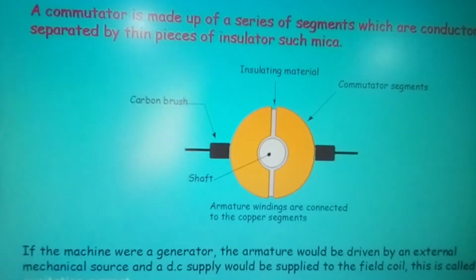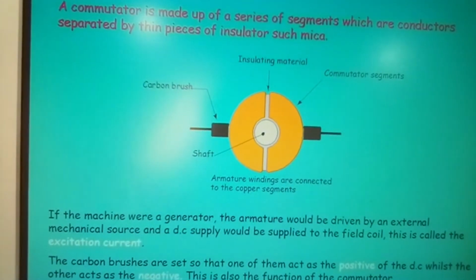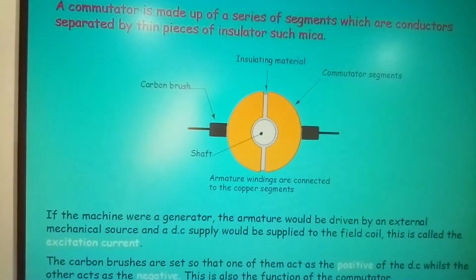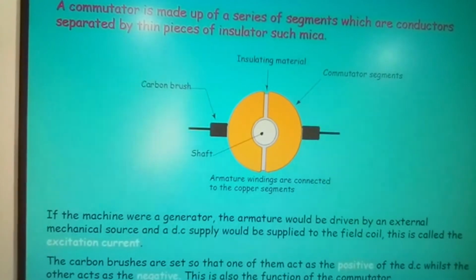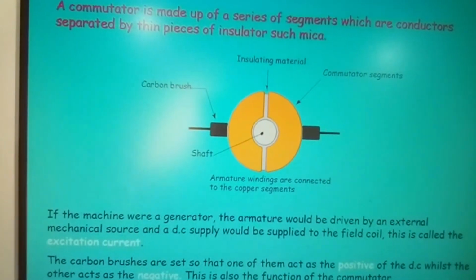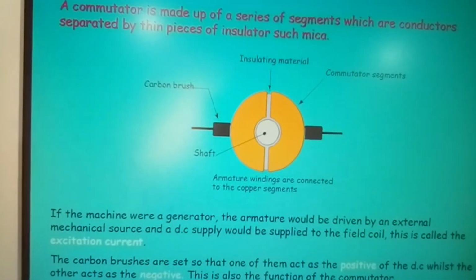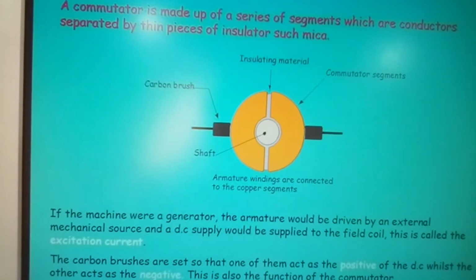Again, here you can read this for yourself. You don't need me to be reading this out to you. If the machine were a generator, the armature would be driven by an external mechanical source, and a DC supply would be supplied to the field coil. This is called the excitation current. The carbon brushes are set so that one of them acts as the positive of the DC, as previously mentioned, whilst the other acts as the negative. This is also the function of the commutator.